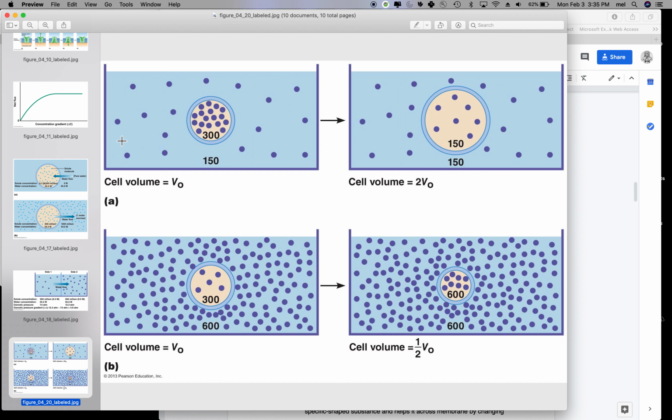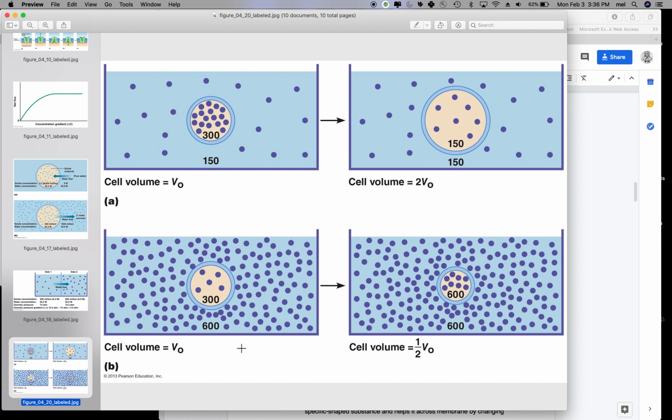So water moved from high water concentration to low water concentration, because the solute was lower out here and higher in here, and so the water concentration was the inverse of that. So this was a hypotonic solution.